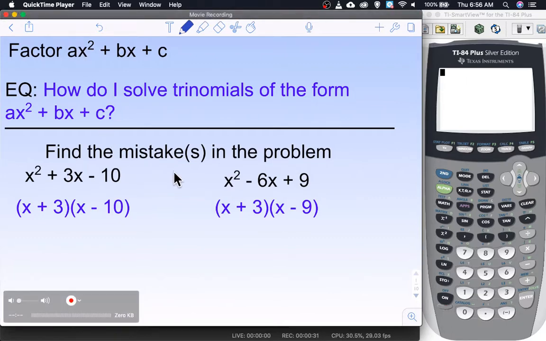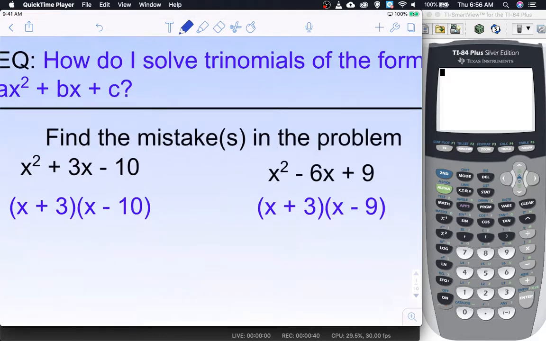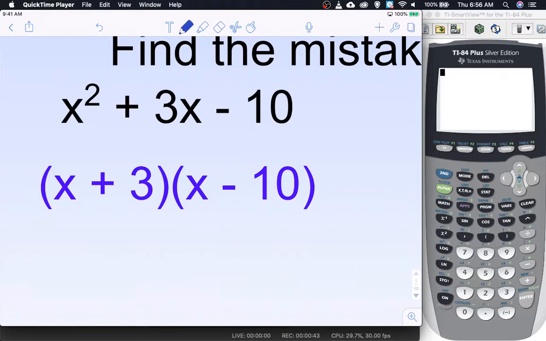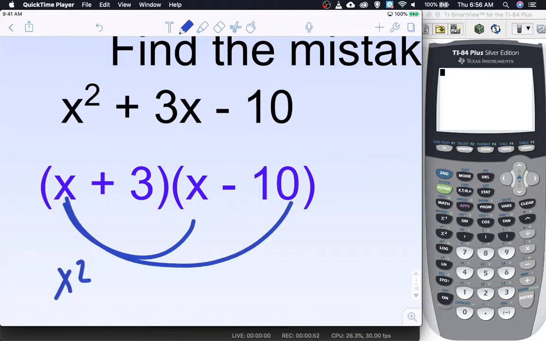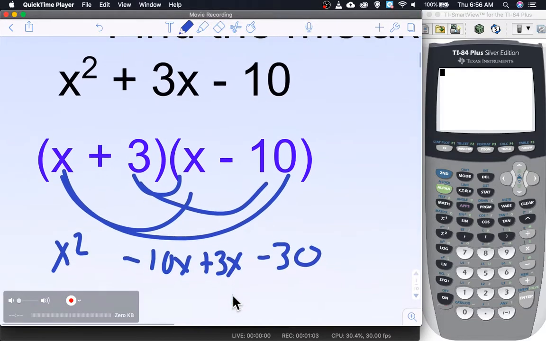If you could, please go ahead and pause the video and see if you can find the mistakes in these two problems. All right, the way I usually find mistakes is by actually doing the problem and seeing what they did wrong. Even just multiplying, that does give you x squared. That is a minus 10x plus 3x minus 30. So it looks like they messed up a little bit in here.